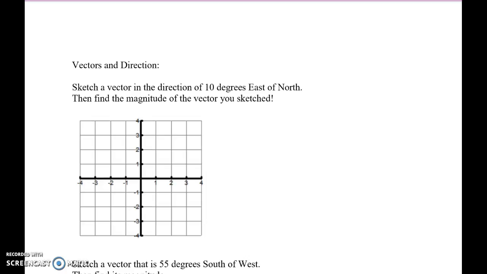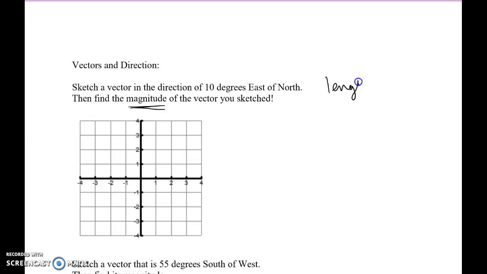Now, we're going to go ahead and transition to how to draw them accurately from a description and actually finding angles and magnitude, okay? So let's do this first example. Sketch a vector in the direction of 10 degrees east of north, then find the magnitude of what you just sketched. Okay, so first of all, magnitude means what? It means the length, okay?